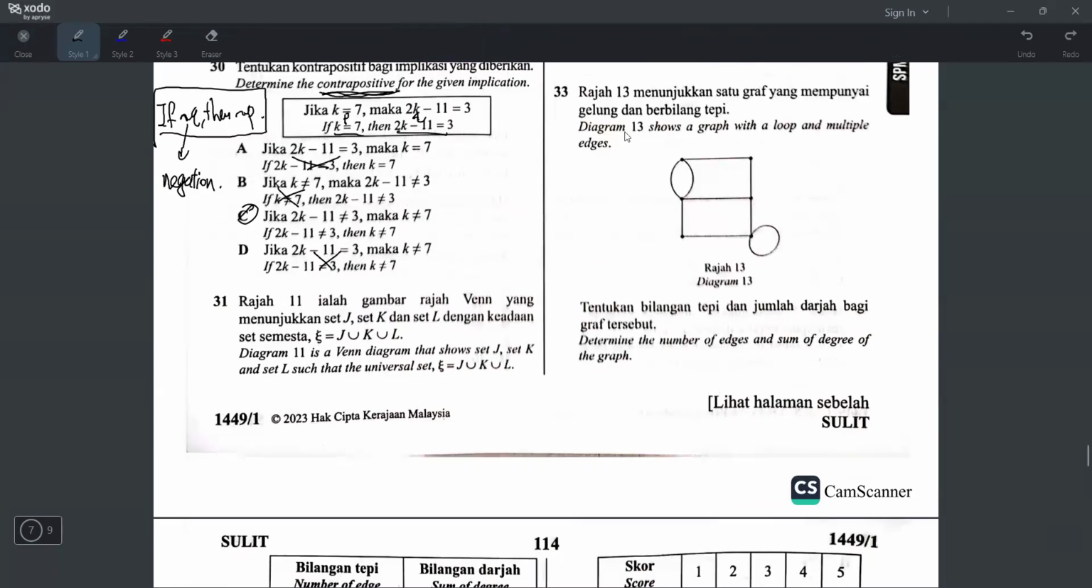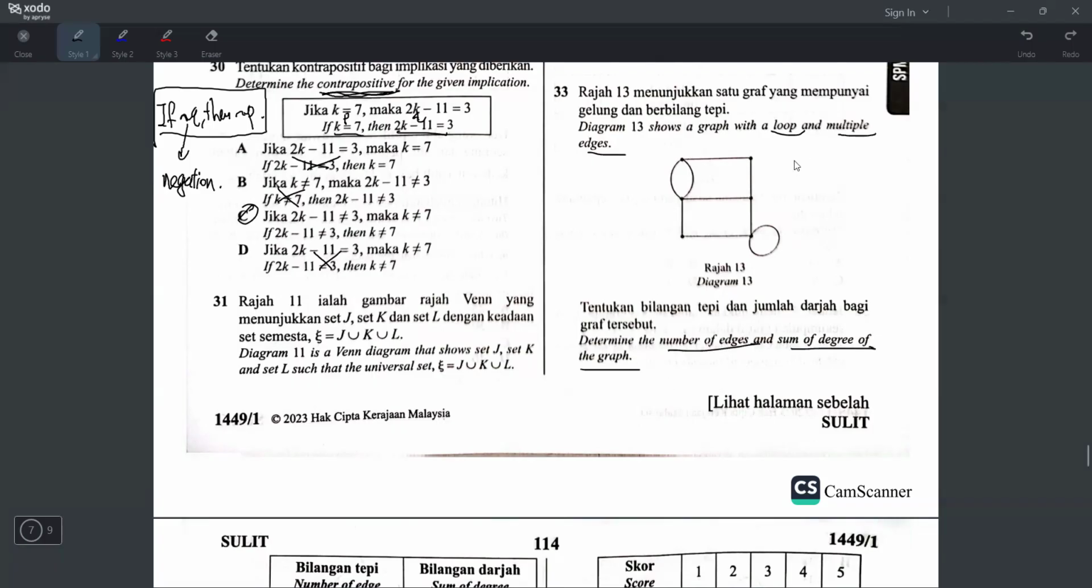Okay, 33. Diagram 13 shows a graph with loop and multiple edges. So which chapter is this? Form 4, Chapter 5, Network in Graph Theory. In Bahasa Melayu, rangkaian dalam teori graf. So this is a graph with loops and multiple edges, so it's not a simple graph. And then they say determine the number of edges and the sum of degree of the graph.